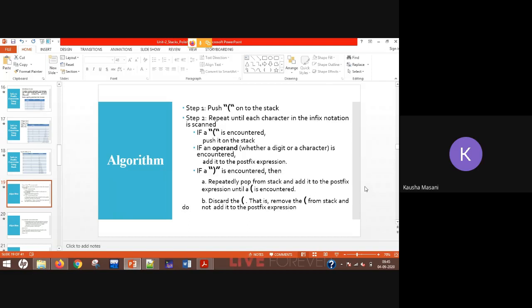So you have to repeat until each character in the infix notation is scanned. The rules which we discussed remain the same here, but just a little bit of format is changed because we are discussing the algorithm. Nothing is new here. The same thing which I repeated for the rules is written here in a bit more technical manner. So we are writing: if it is an opening parenthesis, then push it into the stack.